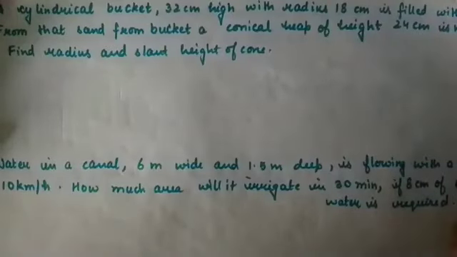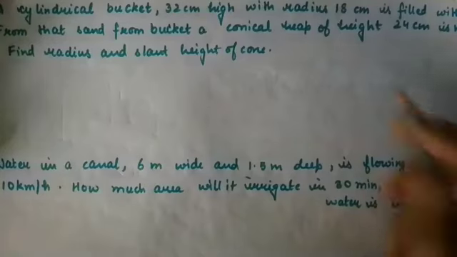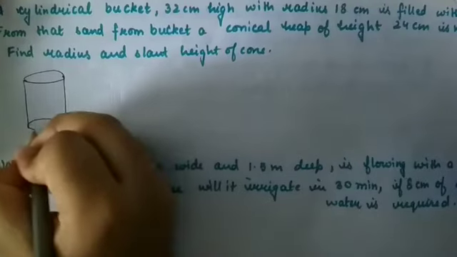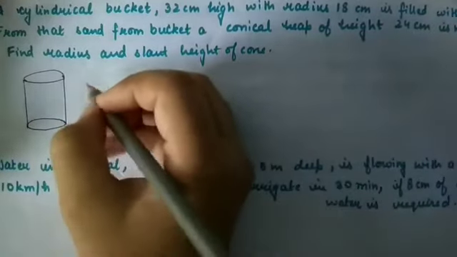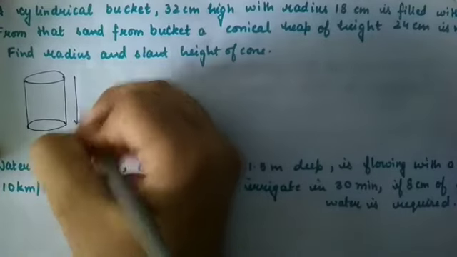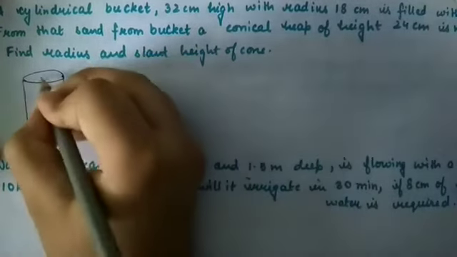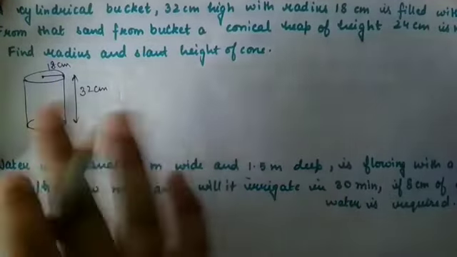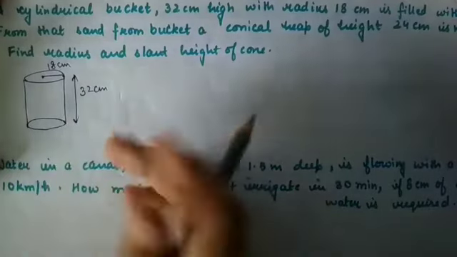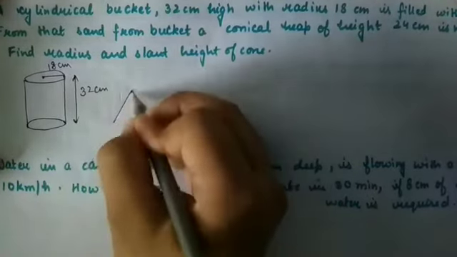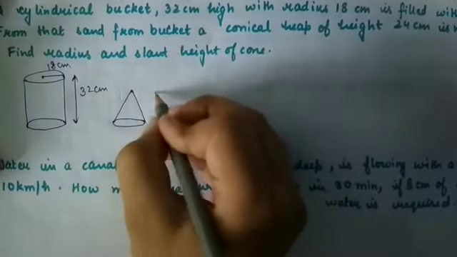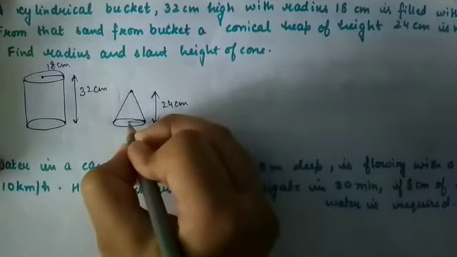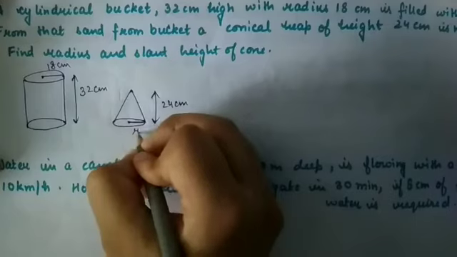A cylindrical bucket 32 centimeter high with radius 18 centimeter. Here you don't need to draw the figures, I am just drawing for your clarity. So the bucket is of the height of 32 centimeter and radius 18 centimeter, and it is filled with sand, and from that sand only the bucket is emptied, and from that sand a conical heap is made, and the height of the conical heap is 24 centimeters, and we have to find the radius of this conical heap and the slant height. So we need to find R and L.